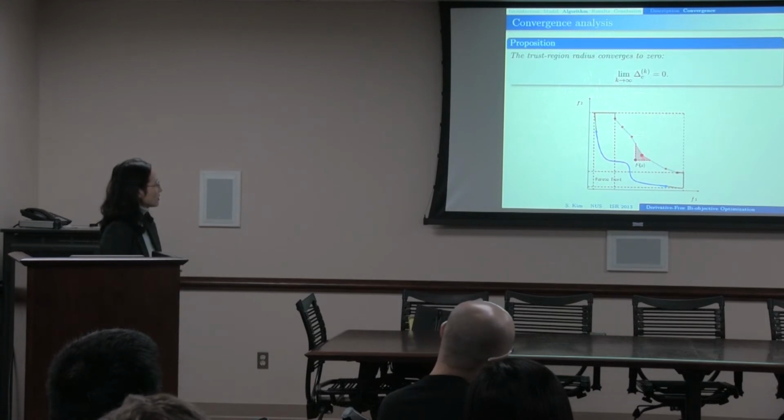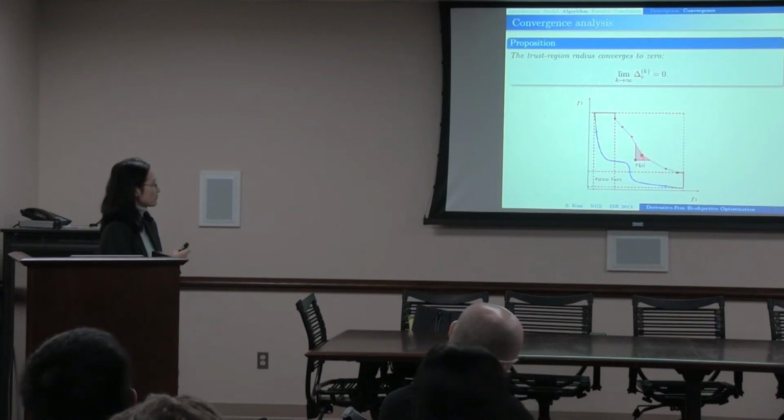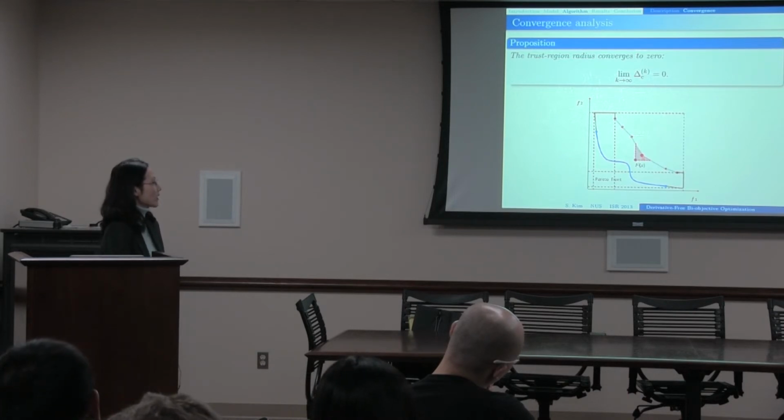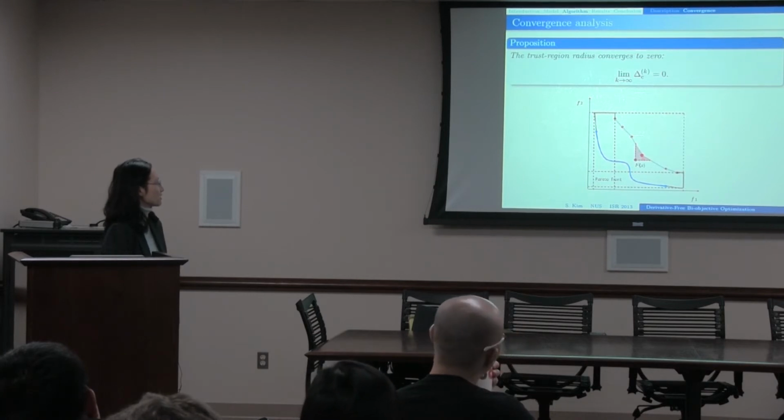So this area can be bounded; the lower bound of this area can be expressed as some function of the trust region radius. If the radius is always bounded away from 0, that means this area is always bounded away from 0. Then we have a contradiction. So that is basically the idea of this proof.